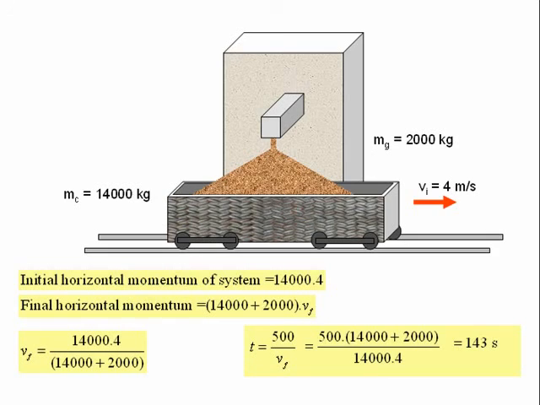Suppose now that there is a hole in the bottom of the wagon so that the grain leaks out at a rate of 10 kilograms per second. Now, how long does it take for the wagon to travel the 500 meters? Pause the talklet here so that you may consider your answer and then restart it when you are ready.